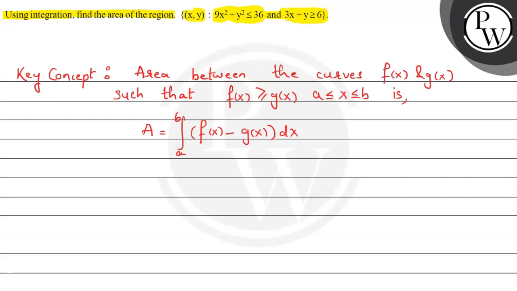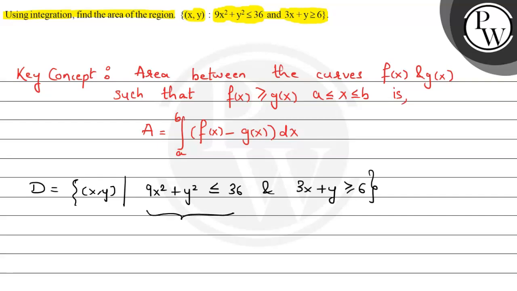अब question में we are given the region, say D is set of points xy in R2 such that 9x squared plus y squared is less than or equal to 36 and 3x plus y is greater than or equal to 6. अब जो condition 1 है that represents the point xy which is in the interior of an ellipse with an equation 9x square plus y square equals 36, while the equation 2 represents the points xy such that 3x plus y is greater than or equal to 6, that is above the line 3x plus y equals 6.